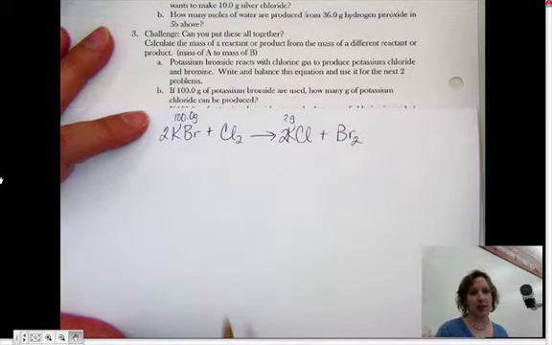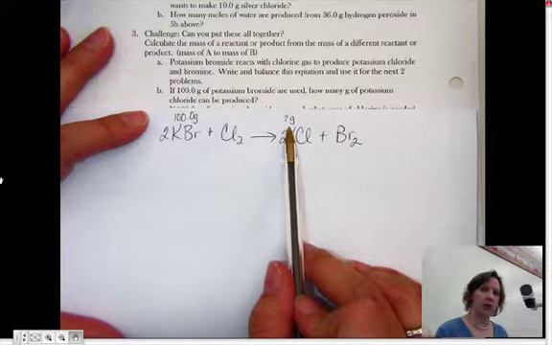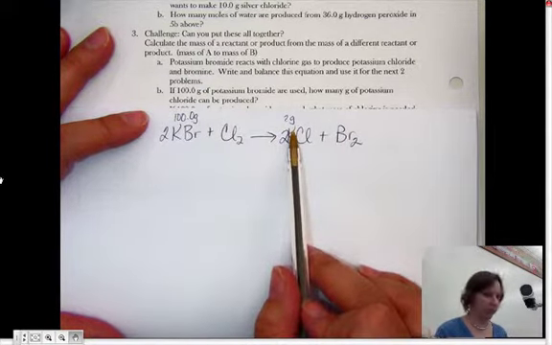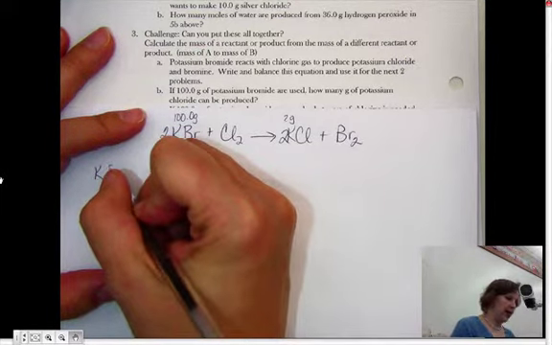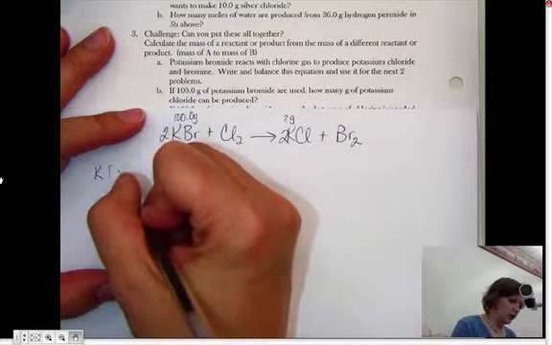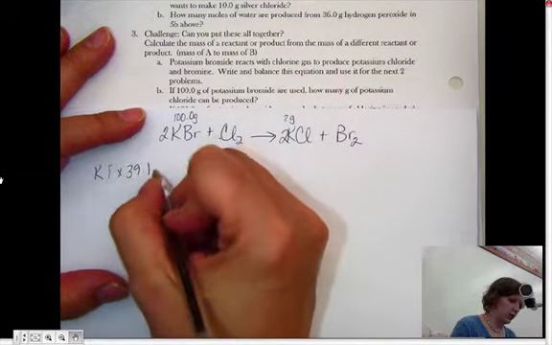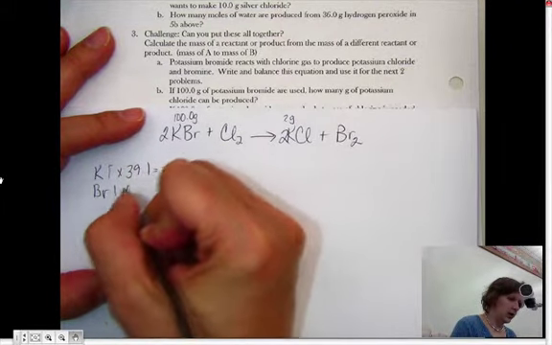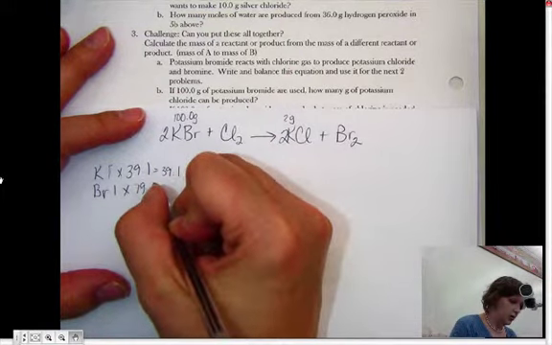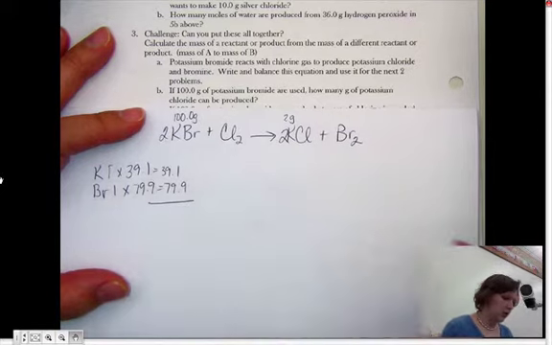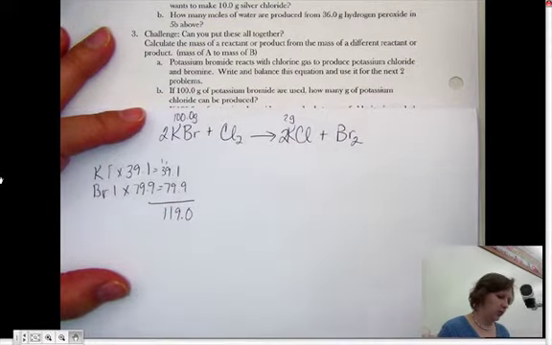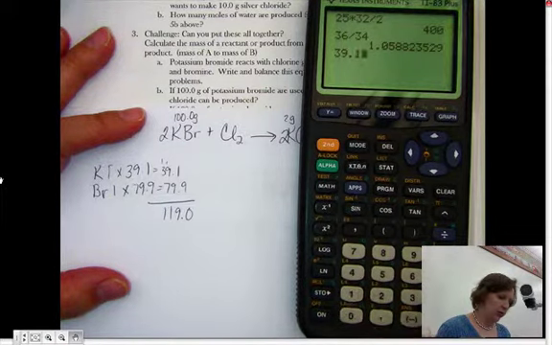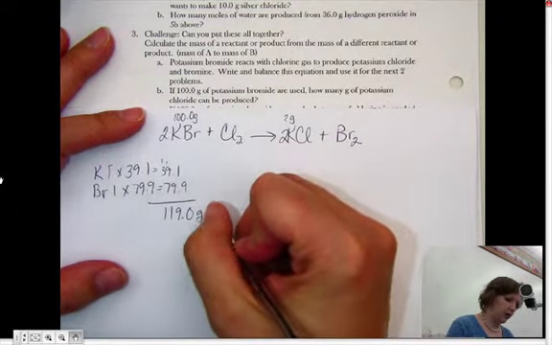All right, this is what's called a mass-mass problem because we're starting with grams of one thing and we're going to grams of another thing. I'm going to need the molar mass of both of these compounds. So for potassium, 1 times 39.1. And bromine, 1 times, what's bromine? 79.9. So that's 119 grams per mole. Is that right? 39.1 plus 79.9. Yep, okay. 119 grams per mole for potassium bromide.